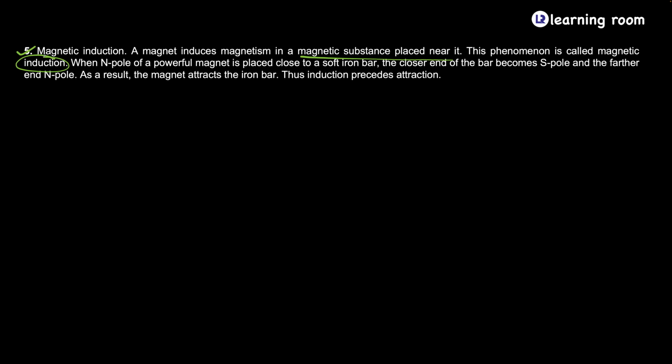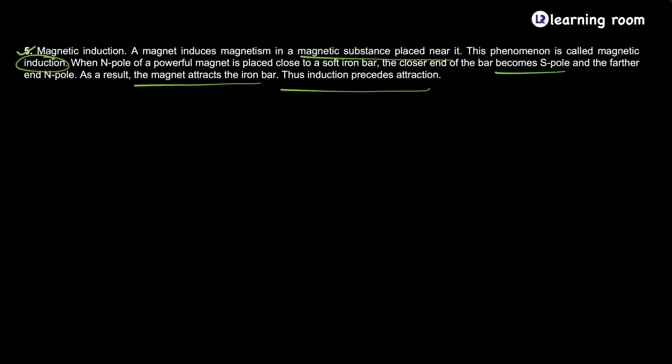When the north pole of a powerful magnet is placed close to a soft iron bar, the closer end of the bar becomes a south pole. That is what I told you. Instead of a soft iron bar, we use a bell pin, right? The closer end becomes the south pole and the farther end should become the north pole. As a result, the magnet attracts the iron bar, and this induction leads to the attractive property. So that is why, whenever we speak about magnetism, we never speak about repulsion. Magnetism, we always speak only about attraction. That's why the properties are important.